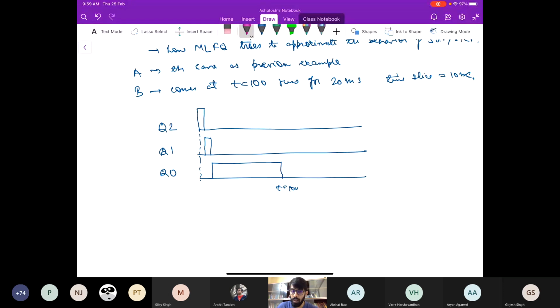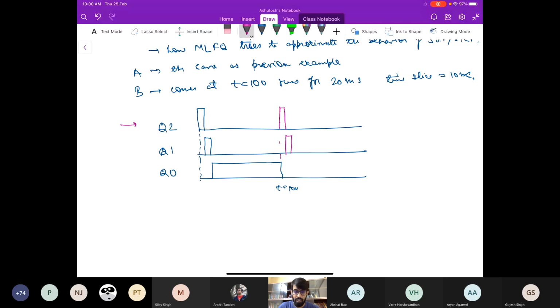So B is put here. And which job will run? Will B run or will A run now? B will, because B has higher priority, it is in the high priority queue. So B will run for its time slice, 10 milliseconds. But it also finishes its time slice at the highest level, so it will be demoted. So now B will come at Q1, but still B will run because B still has higher priority than A.